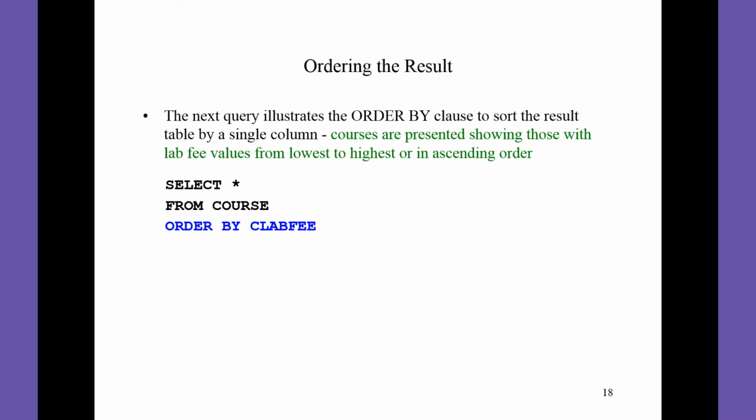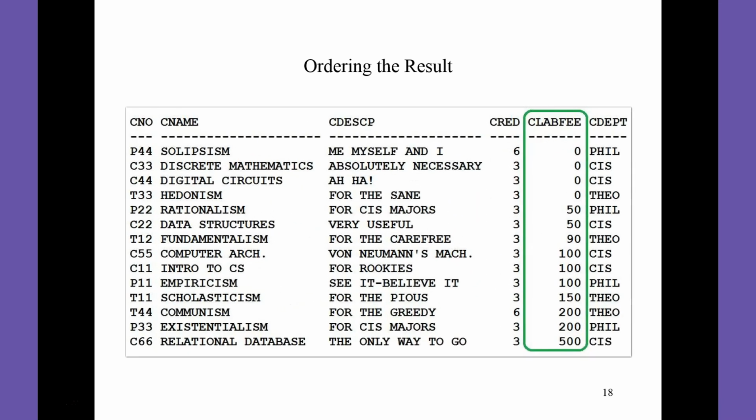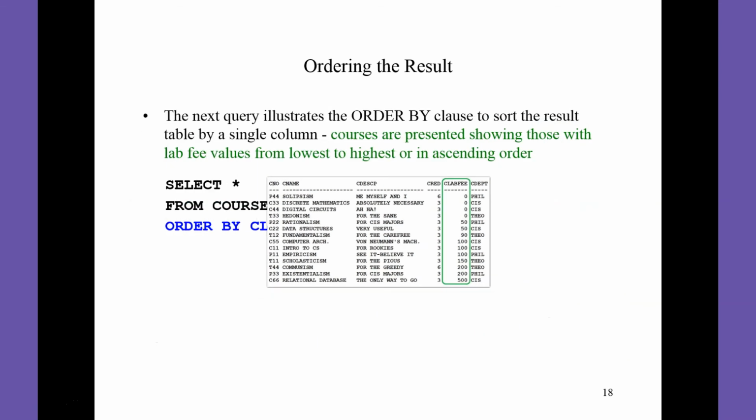Often, that's not good enough for us. We need to have the rows returned in a very controlled or precise order. So we can do this by using a special clause called ORDER BY. This query returns rows from the course table, showing these rows from smallest to largest lab fee value. That is, in an ascending order based on the lab fee values in these rows.